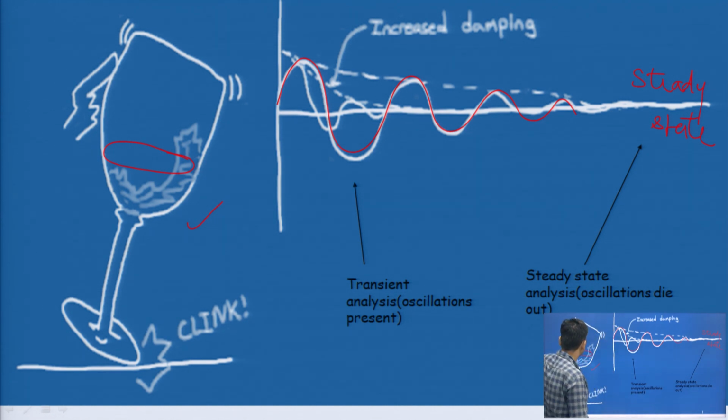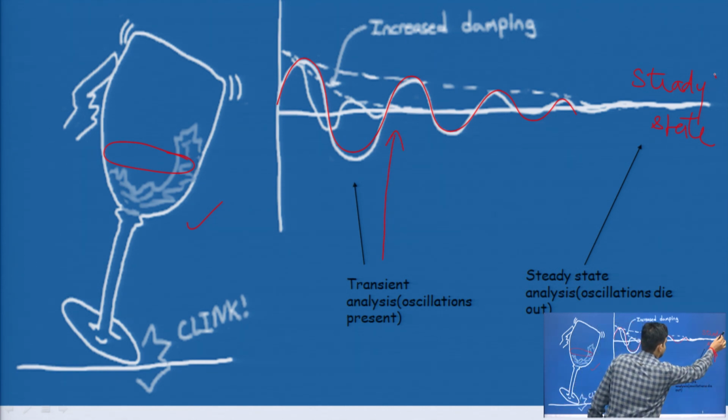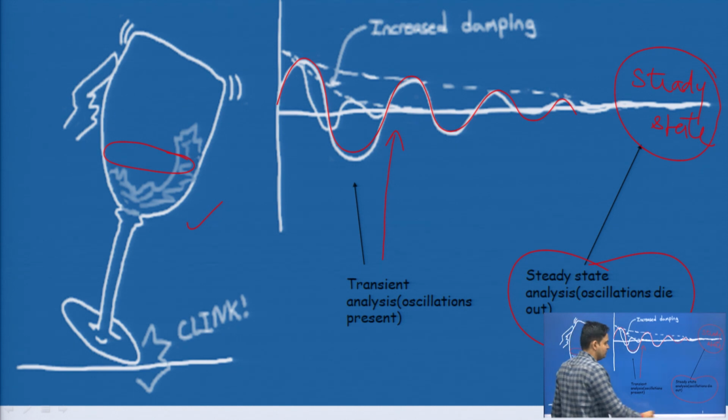In this way we can say this response belongs to the transient analysis. Whenever there is no vibration or oscillation, it comes under steady state. It means that in steady state the oscillations die out, and in transient analysis oscillations will be there; in maximum, about 90% of cases, you will get oscillations in the system.